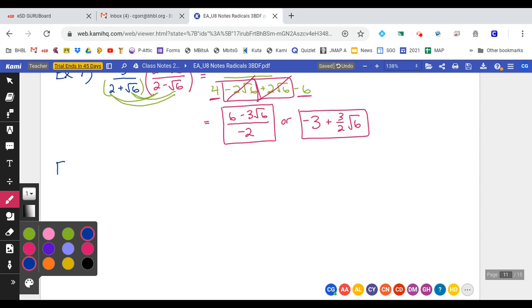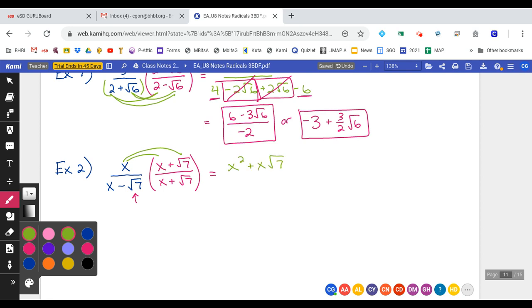All right, let's do another one. Let's say we have x over x minus radical 7. Again, radical on the bottom, bad news. So multiply by my conjugate, so that's a minus. I'm going to make it x plus radical 7, x plus radical 7. And now I'm going to distribute. So it's x squared plus x radical 7 over.